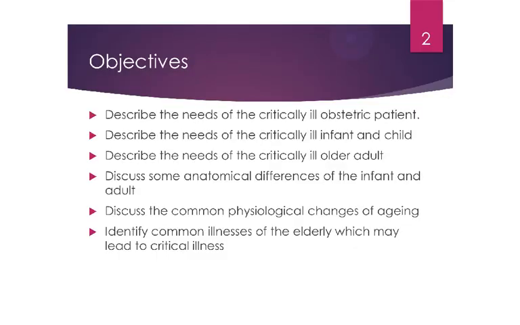The objectives of this lecture are to describe the needs of the critically ill obstetric patient, the infant and child, and the older adult. And we'll discuss some anatomical differences of the infant and the adult. And we'll also discuss some common physiological changes of aging and identify common illnesses of the elderly which may lead to critical illness.